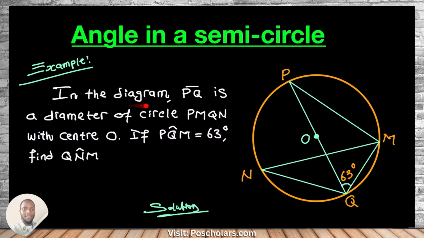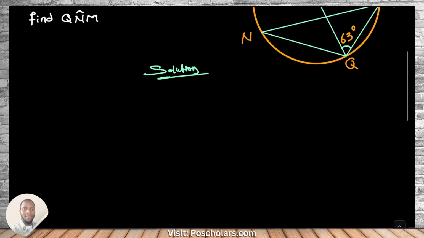And the example says in the diagram, PQ is a diameter, right? This is PQ, a diameter. A diameter is a line that bisects a circle into two equal parts, right? PQ is a diameter of circle PMQN, so this is circle PMQN with center O, the center labeled as O. If PQM is 63 degrees, that's PQM, so it's 63 degrees. Find QNM. Now, before we solve this question, let me introduce you to angle in a semicircle.